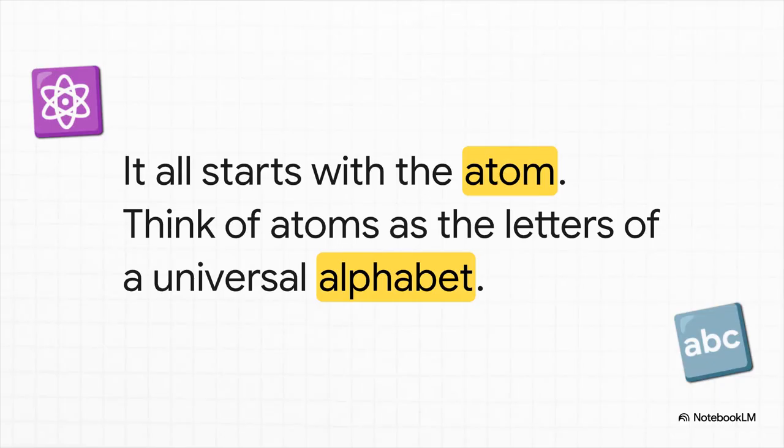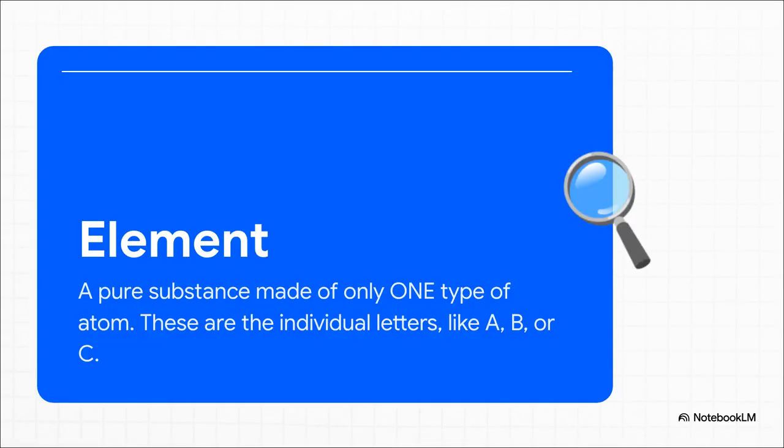So, the most basic unit, the absolute foundation of literally everything, is the atom. And get this, there are only about 100 different kinds of atoms in the whole known universe. These are the letters of our chemical alphabet. That's it. Now, when you have a substance that's made of only one kind of atom, say a chunk of pure gold or a tank full of pure helium, that's what we call an element. Think of an element as just a single letter, like A or B, just repeated over and over and over. It's matter in its simplest, purest form.